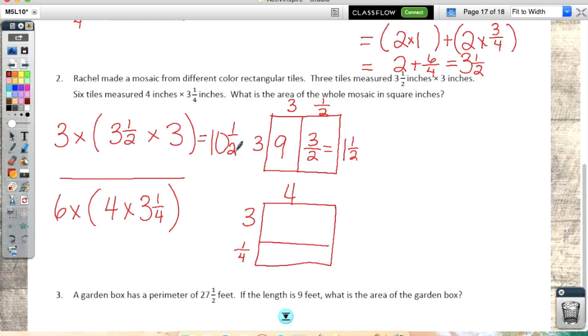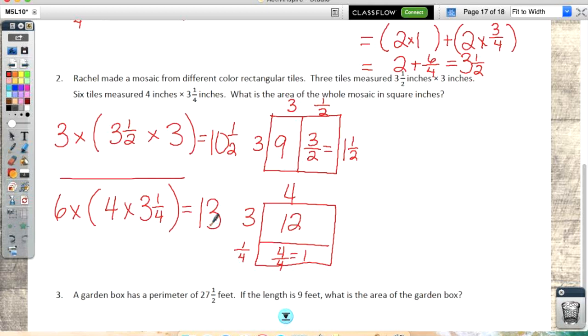Now we've got 4 times 3, 12, and 4 times 1/4, 4. Ooh, I like it when that happens, don't you? So the total here is 13. Oh, why did I write 5? The total here is 13. All right.